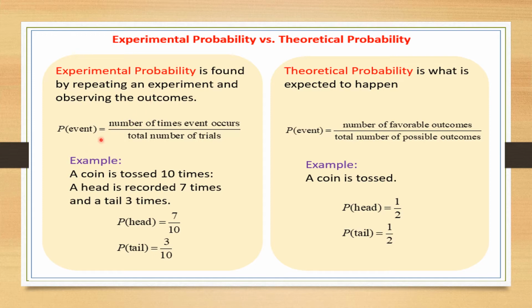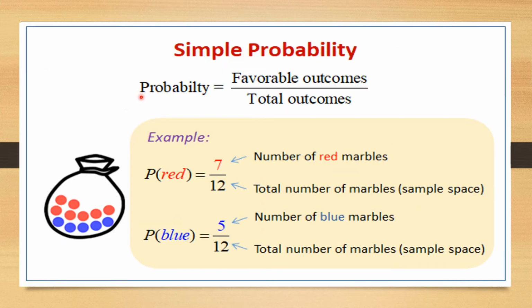Here the probability of an event is the number of times the event occurs divided by the total number of tries. For example, if a coin is tossed 10 times, and a head is scored 7 times and a tail is scored 3 times, what is the probability of getting the head? Now it is not half as it was in theoretical probability. You have multiple trials, the total number of trials is 10, and you got a head 7 times, so the probability of getting a head is 7 by 10, and the probability of a tail is 3 by 10.